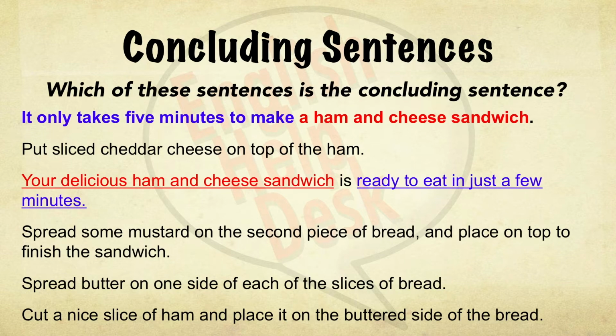And our controlling idea is that it's quick and easy to make. In our topic sentence, we use the phrase to make. In our concluding sentence, we use ready to eat. In our topic sentence, we say 5 minutes, and in our concluding sentence, we use a few minutes. Same idea, but here we are using different phrases. Use your English knowledge to show how good your English is by using different words and phrases.